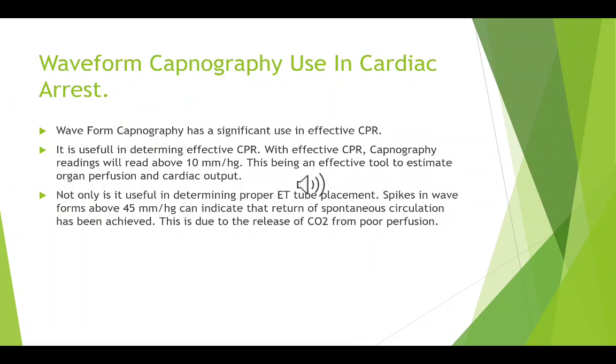It's not only useful in an ET tube placement or supraglottic placement; spikes in a waveform above 45 millimeters can also indicate that we have a return of spontaneous circulation. This is just due to the release of CO2 from poor perfusion from the patient's downtime.